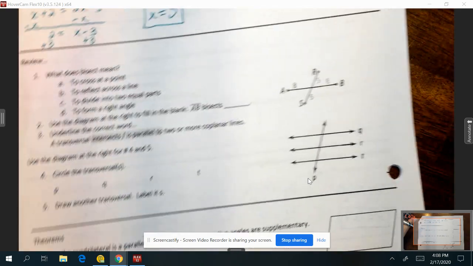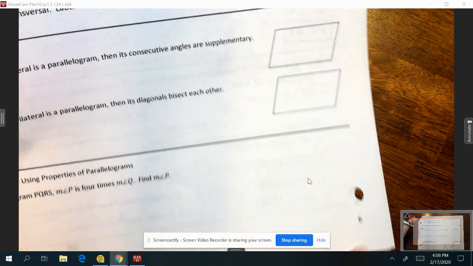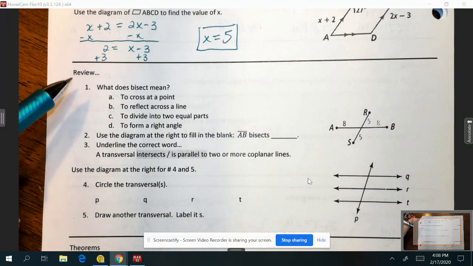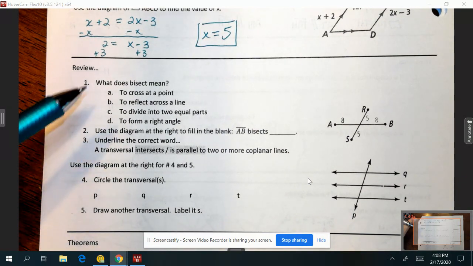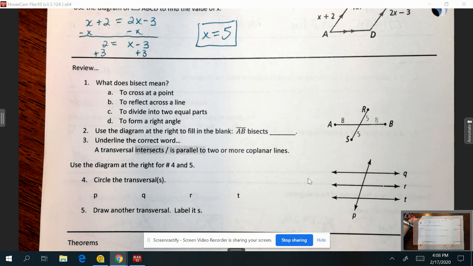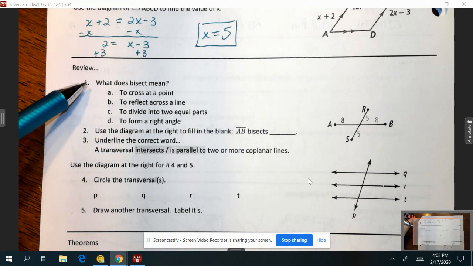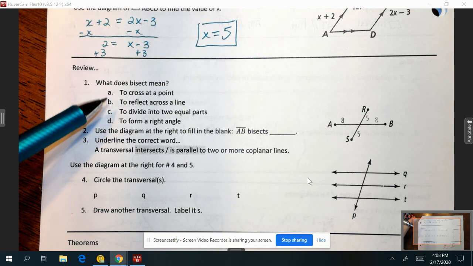Okay, so we are now on page 6 of your notes. It starts with this review, so I want you to try these 5 questions. Come back after you're done, pause your video, and see how you did. Right? Okay, so question 1 says, what does bisect mean?